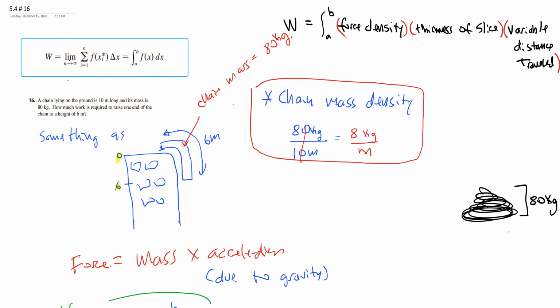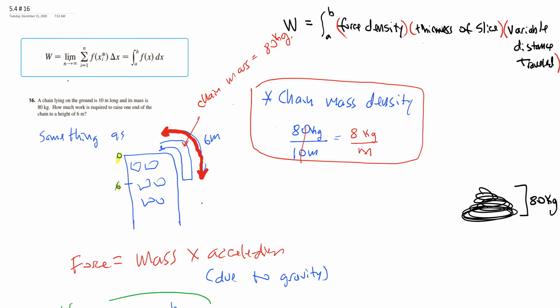But then they're asking how much work is required to raise one end of the chain to a height of 6 meters. That means not all of the chain is being lifted up. That's kind of the same thing as lifting up a 6-meter chain off a building, right? Because the other 4 meters of the chain are resting on the ground, so that weight doesn't really matter. What matters is the 6 meters that you're lifting. So this is very similar to a building problem.